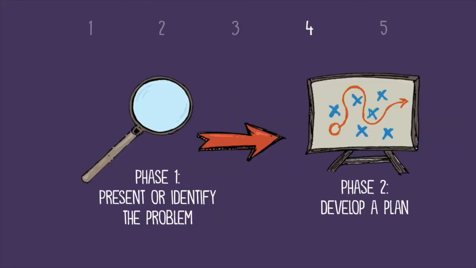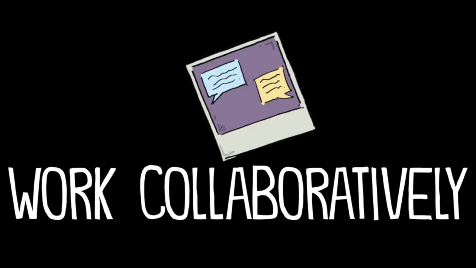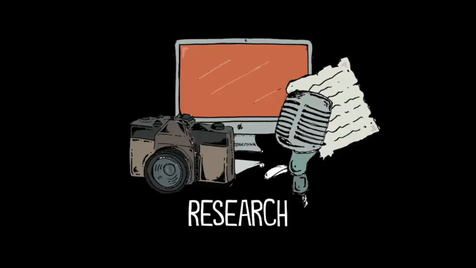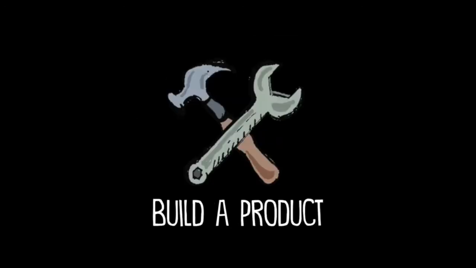Phase number 2, they develop a plan for solving the problem. Here, students work collaboratively in this phase where they figure out what they will do in order to solve the problem. In some cases, it's a really small plan of action, but sometimes they might engage in research, brainstorming, and ideation. And in a few cases, they might even decide to build a product.